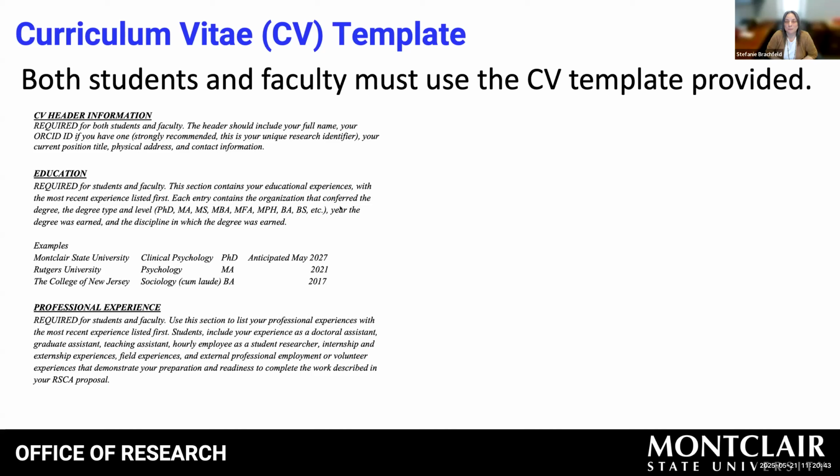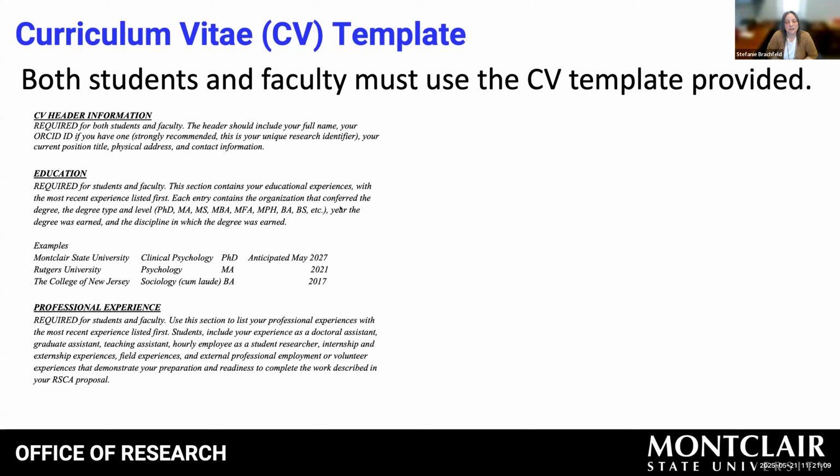So we want to know your name. We want to know what program and department you're in. And if you have an ORCID ID, I encourage you to include that as well. If you're not familiar with that term, an ORCID is like your research social security number. If your name is Kate Smith, there are many, many Kate Smiths out there. So how do we know which Kate Smith you are?